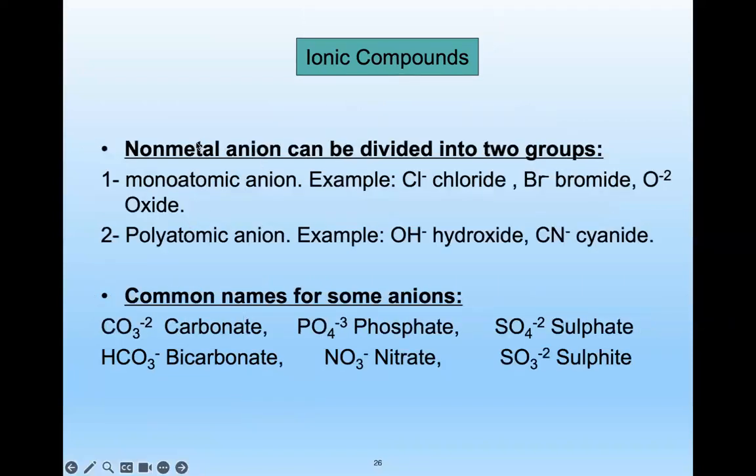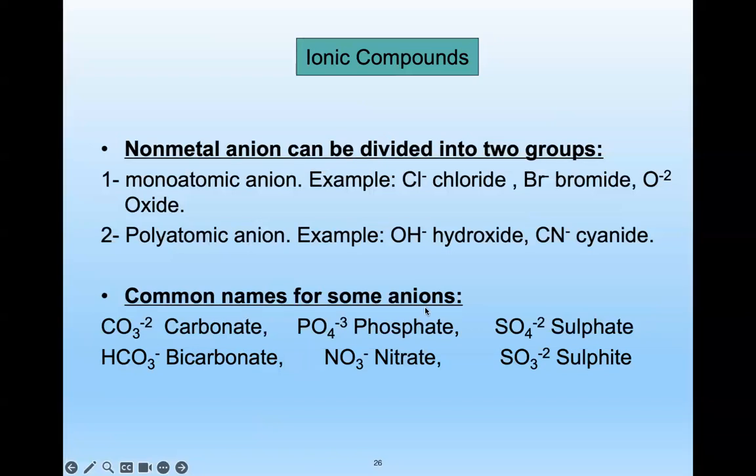What about non-metal anion? It can be divided into 2 groups as well. First group is, now I can hear you, only 1 atom. It will be monoatomic, right? What about here? Is it only 1 atom? No, CN, OH, now I can hear you, polyatomic. So you don't memorize. Look at the compound, then you can deduce it by yourself.